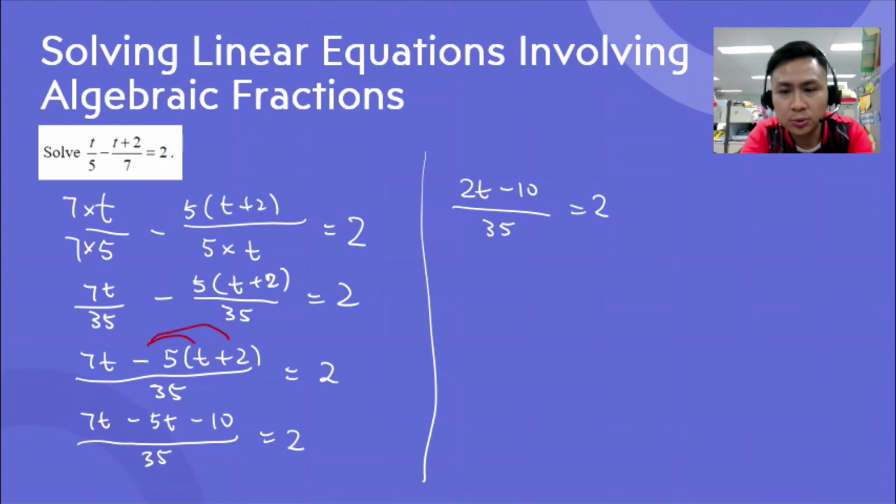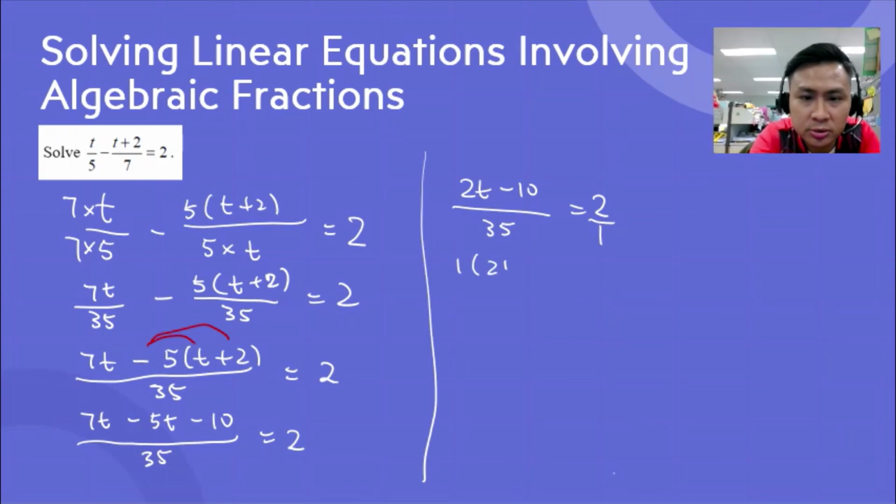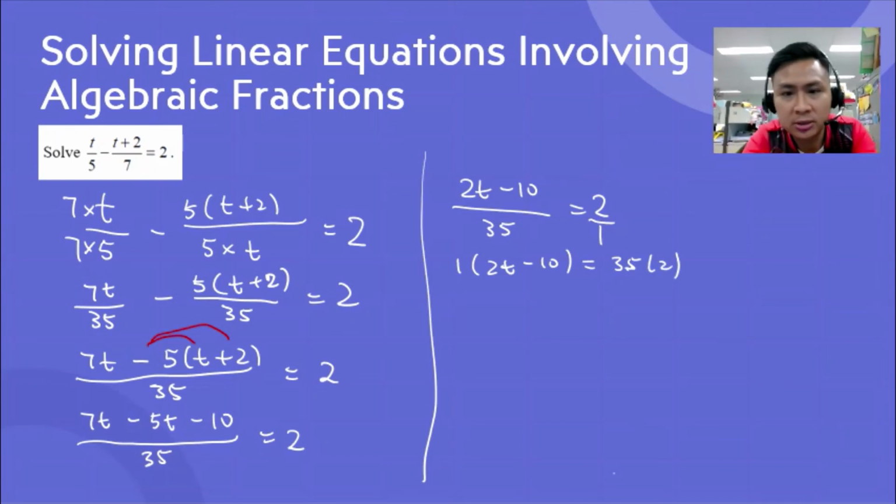Okay, so once we have such a situation, right, we can apply our cross multiplication technique. So 2, we can take it as 2 over 1. Okay, so denominator will multiply by opposite numerator. Okay, numerator will multiply by opposite denominator. So we'll end up like this. So 1 bracket 2t minus 10 is equals to 35 times 2. Okay, so cross multiplication.